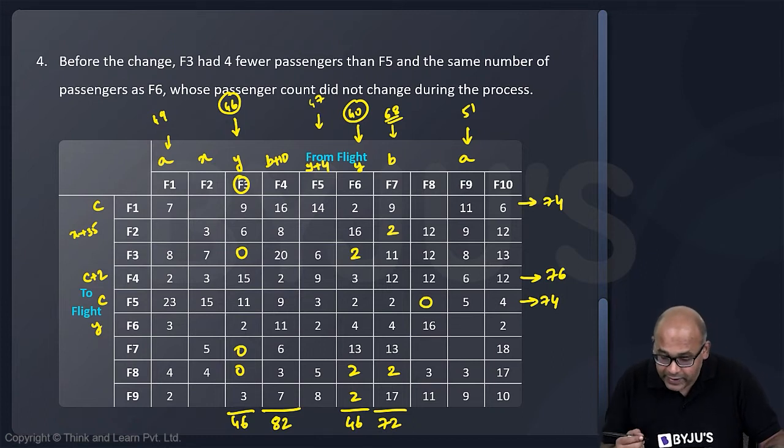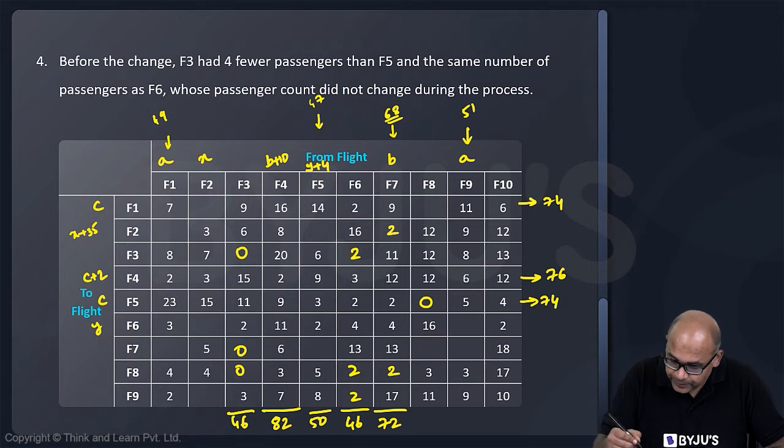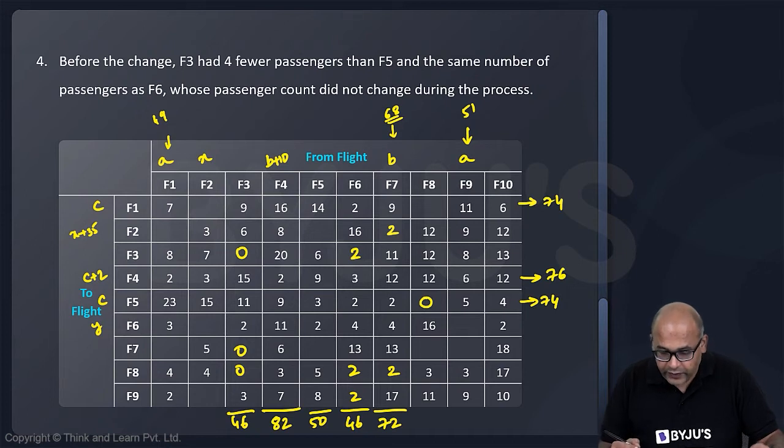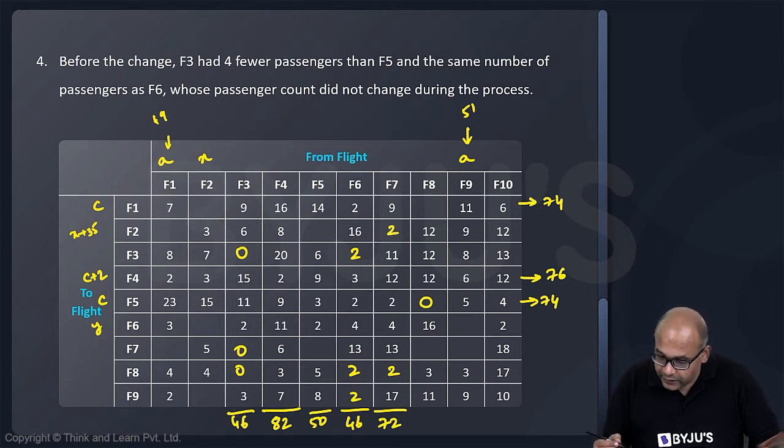So my Y I can get as 46. If my Y is 46, then this should be 50. So let me erase my Y's. Wherever there is a Y, I'll just erase. We have taken care of it. So Y is done, 46. And we have this 46, 47. So we have 50 over here. So Y plus 4 is 50. So we have taken care of all of these, and B plus 10 is also taken care of. B is also taken care of. Then where else we have?